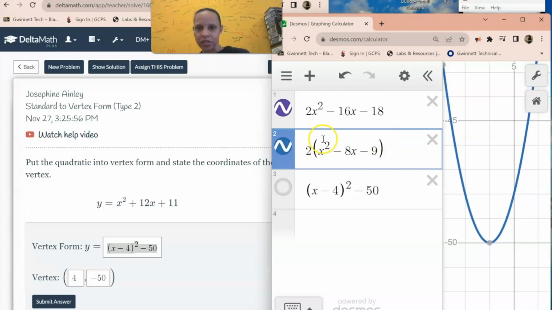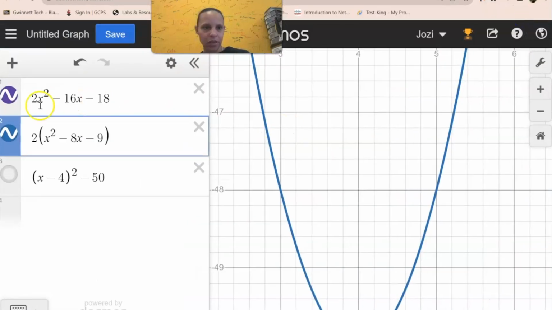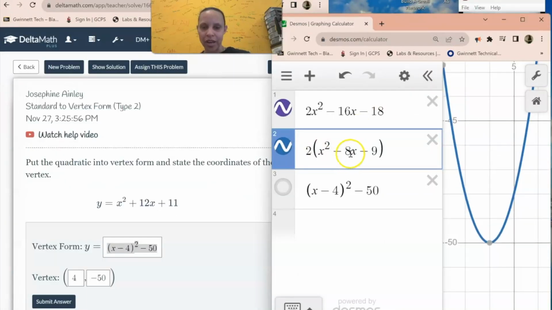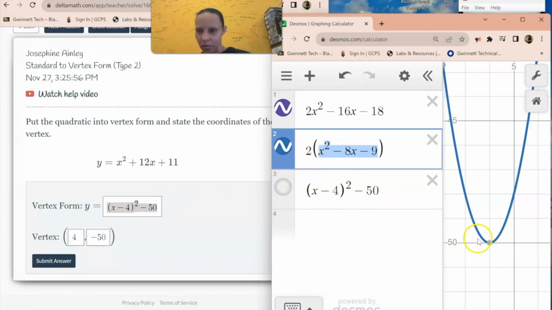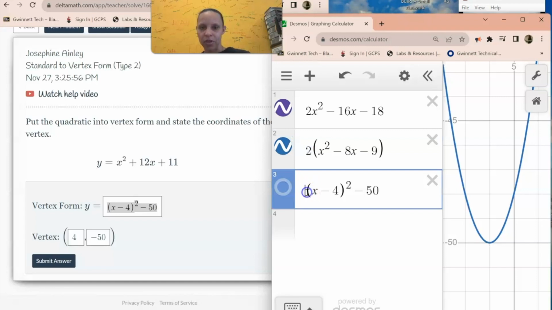All right, now watch this. Is the blue line, so I'm going to make this big, is the blue line purple? Yes, it is, right? So I'm still good. Now what you can do is pull my vertex, which is negative 4 and negative 50, but now I have this 2 outside. So I'm going to see something.